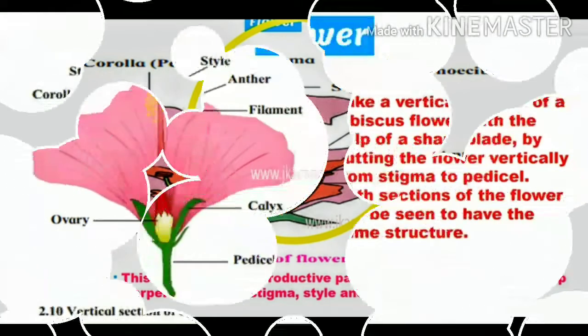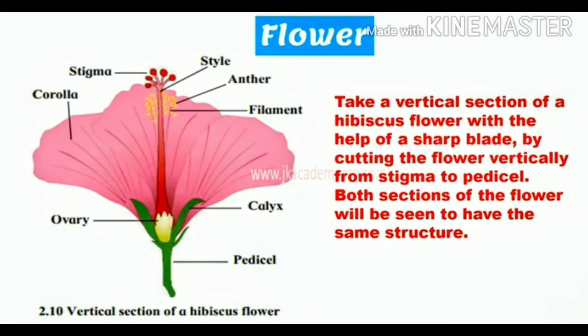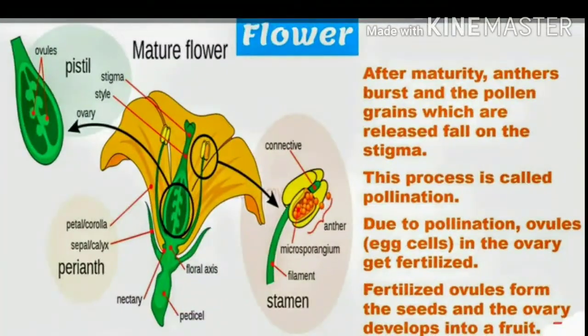Now, take a hibiscus flower and cut it vertically with the help of a sharp blade from stigma to pedicel. So, you will see that both the sections of the flower will be seen to have the same structure. Pollen grains are present in the anther. Now, when the flower matures, that is, when it is fully grown, anthers burst and the pollen grains which are released fall on the stigma. So, this process is called pollination.